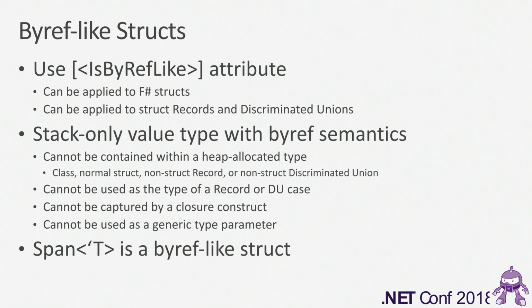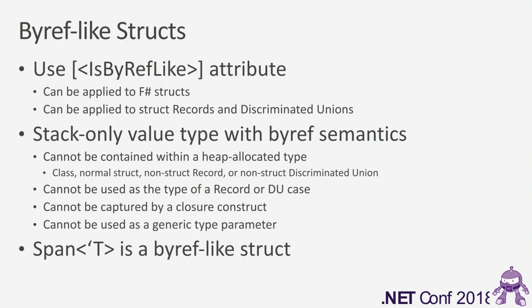So what that means is it cannot be allocated within another heap allocated type. I can't have a class that has one of these structs inside of it if it's a ByRef-like struct. That makes sense. So I can't use it in a class or normal struct, because with a normal struct, you can't guarantee that it won't be allocated on the heap. I can't do it in a non-struct record or a non-struct discriminated union. I cannot use it as the type of a record or discriminated union case. It cannot be captured by a closure construct, and it cannot be used as a generic type parameter.